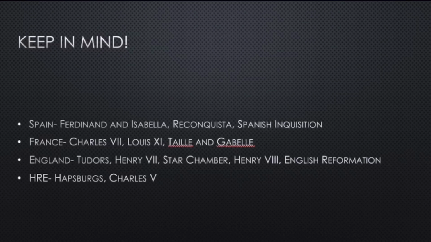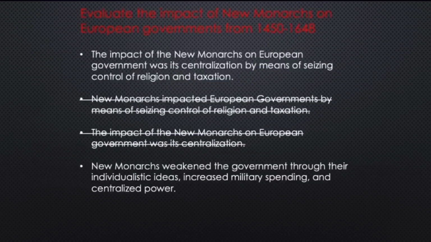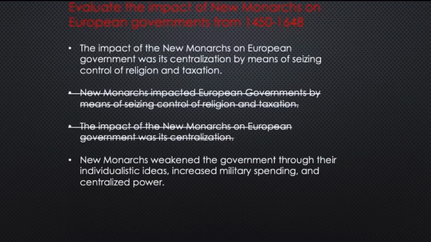Let's write a DBQ, basically. So the prompt I came up with was: evaluate the impact of new monarchs on European governments from 1450 through 1648. My immediate response would be the thesis: the impact of the new monarchs on European government was its centralization by means of seizing control of religion and taxation.